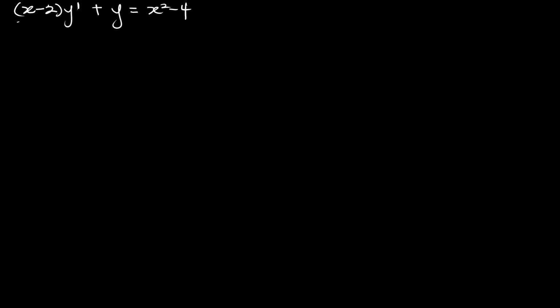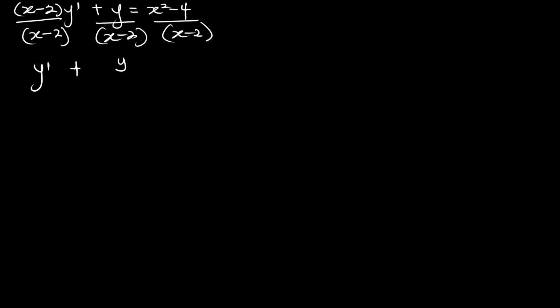So we have to divide through by what? X minus 2. Dividing through by x minus 2, we are going to have y prime plus y all over x minus 2, plus here we have x squared minus 4, which is the same as x squared minus what? 2 squared, right? So the idea of difference of two squares. So x squared minus 2 squared all over x minus 2.